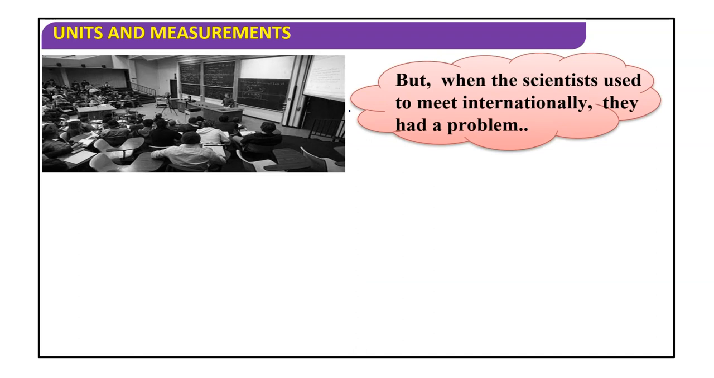But when scientists used to meet internationally, they again had the same problem, because somewhere CGS, somewhere FPS, and somewhere MKS were accepted. In that scenario, if they wanted to connect their theories and sell their products, again different kinds of scenarios came up. For that, we need a unit which is accepted everywhere. That's why we want an internationally accepted unit.